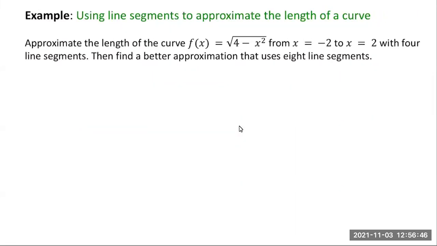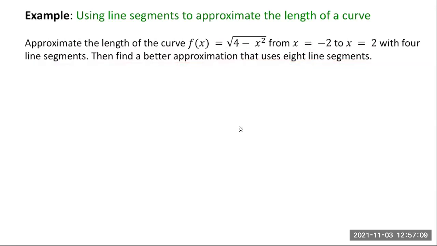First, I want to go over this motivational example. Approximate the length of the curve f of x is equal to this particular function from x is equal to -2 to x is equal to 2 with 4 line segments. Then find a better approximation that uses 8 line segments.